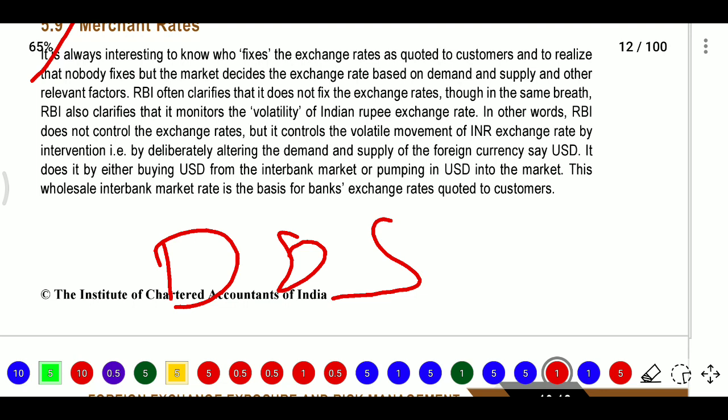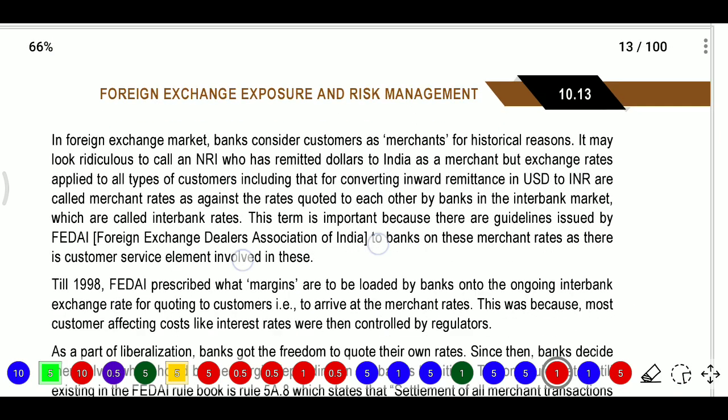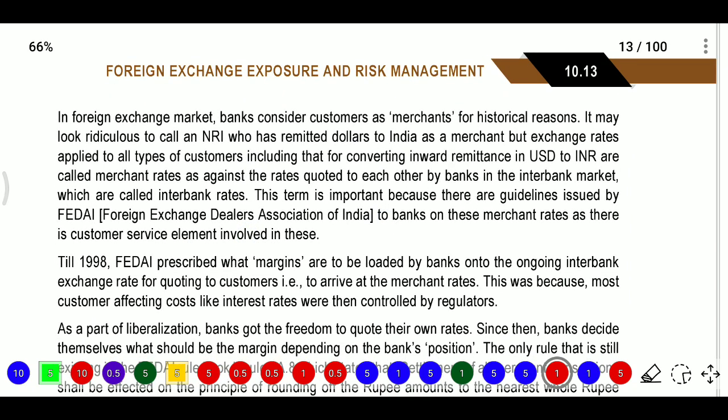The interbank market rates form the basis for the exchange rates banks quote to customers. In foreign exchange markets, banks consider customers as merchants, for historical reasons. It may look ridiculous to call an NRI who has remitted dollars to India a merchant, but these exchange rates apply to all types of customers, including those converting inward remittances in USD to INR. So it is called the merchant rate, as against the rate quoted to each other by banks in the interbank market.